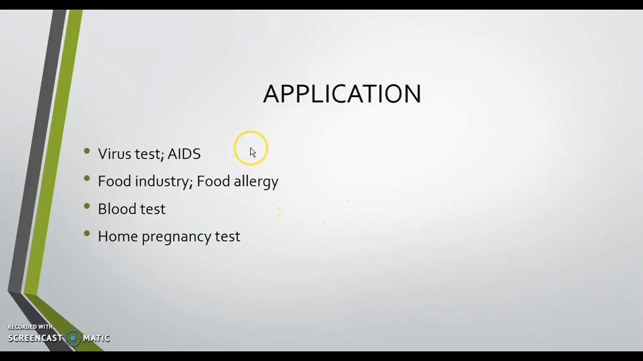Some of the applications of ELISA in today's world: it is used in food industries, in medical laboratories, and in hospitals as well. In terms of health, it can be used to detect HIV and AIDS. It can be used in blood testing and also in home-based pregnancy tests. And in the food industry, it can be used to detect food allergies.